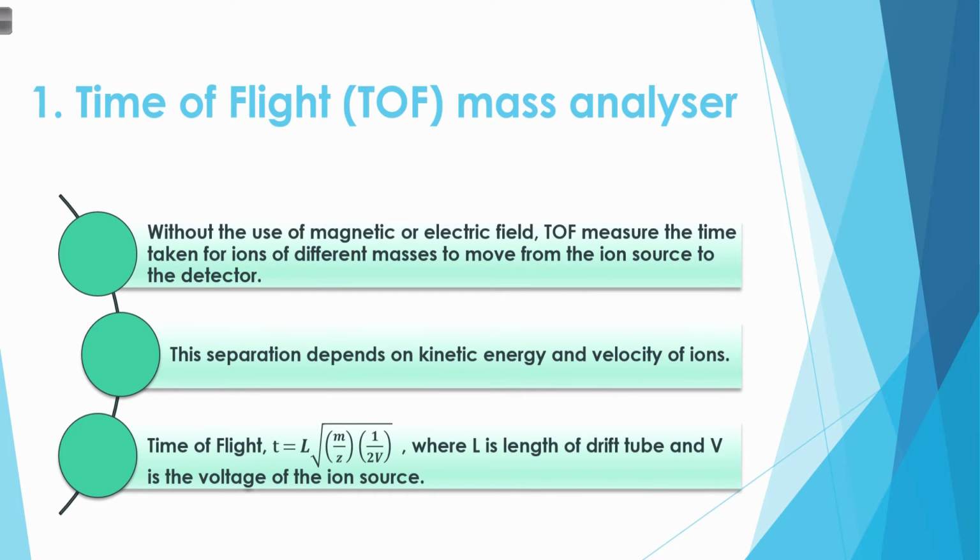Time-of-flight (TOF) mass analyzers measure the time taken for ions of different masses to move from the ion source to the detector in the absence of magnetic or electric fields. The kinetic energy and velocity of ions affect the separation of ions. Given the length of the drift tube L and the voltage from the ion source V, the time of flight of ions can be calculated by taking L multiplied by the square root of m over z and 1 over 2V. When L and V are constant, it can be seen that the time of flight of ions is directly proportional to the square root of m over z, showing that the time of flight is dependent on the mass to charge ratio of ions.